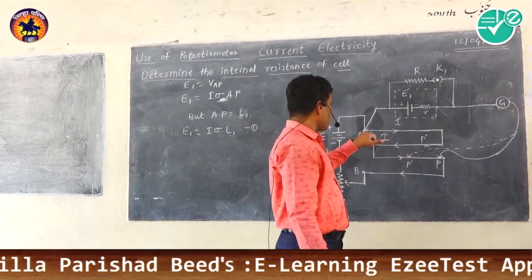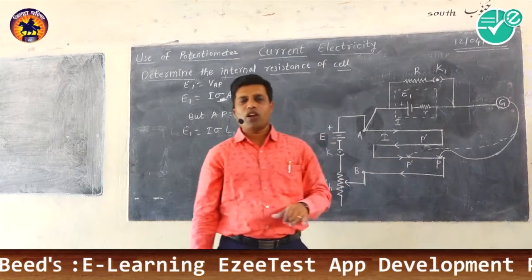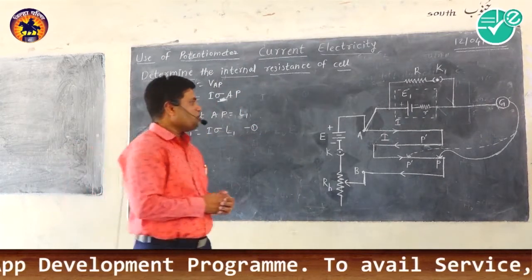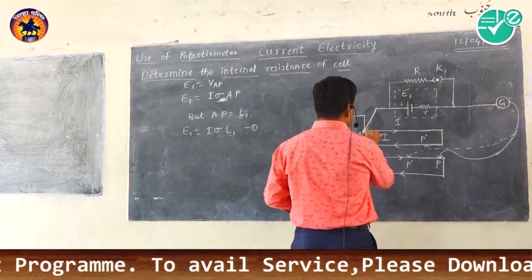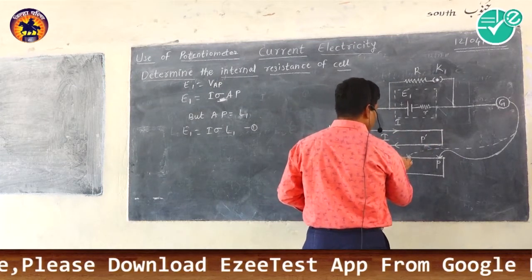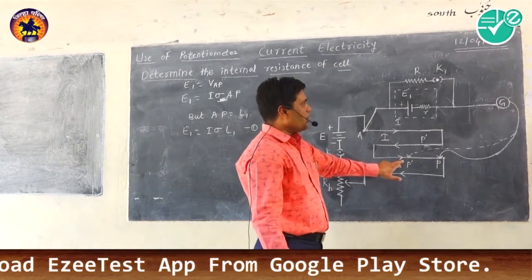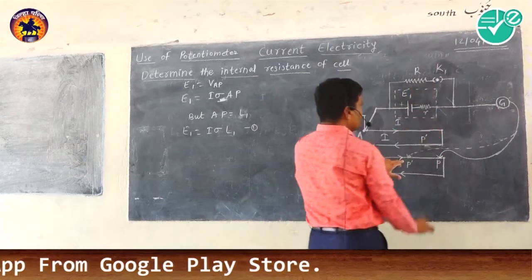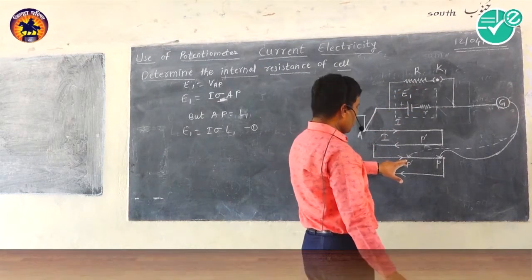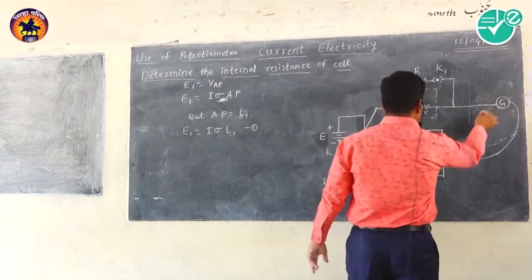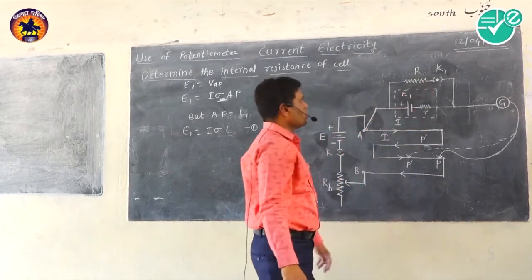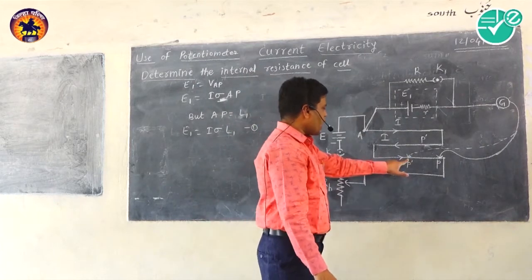Now you have to slide the jockey from point A to B until you get the null deflection in the galvanometer. So here, tap the jockey from point A until you get a null point, or null deflection, in the galvanometer. Suppose at point P dash, when the resistor is connected and has a role in the circuit, the galvanometer shows a null deflection at point P dash, and the terminal PD of cell E1, or the potential drop across resistance R, is balanced at point P dash.